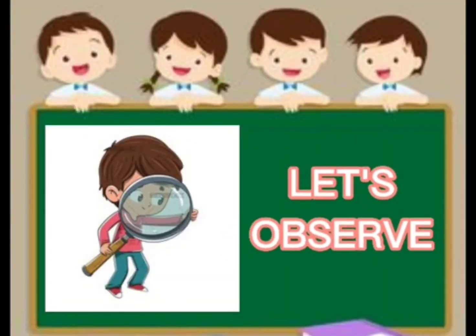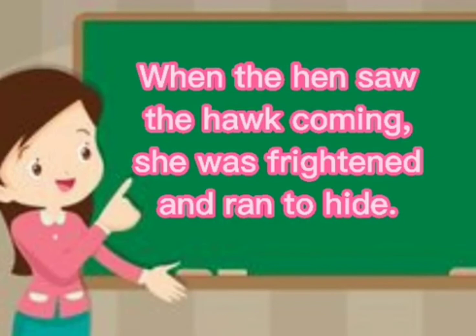Let's observe the sentence. When the hen saw the hawk coming, she was frightened and ran to hide. In this sentence, we can say that the difficult term is frightened. As a teacher, we can also give multiple choices. Giving choices for our students can help them determine the related words that will make students easily understand the context.